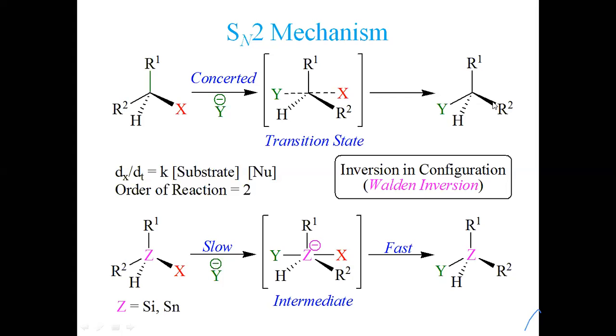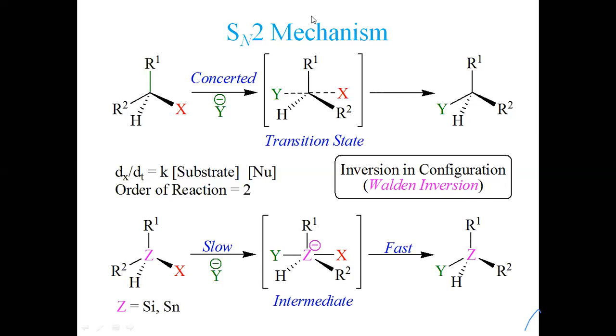This is termed as inversion in configuration, right? This is also commonly called Walden inversion. This is the overall mechanism of an SN2 reaction. But keeping in mind such compounds in which R2 is hydrogen, meaning a primary carbon system, if this carbon is bonded with only one alkyl group, it 100% proceeds via SN2 mechanism.